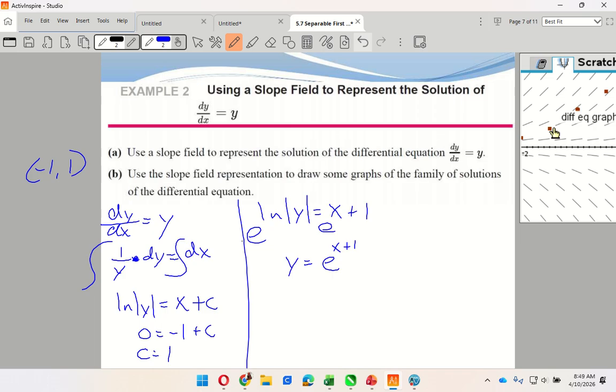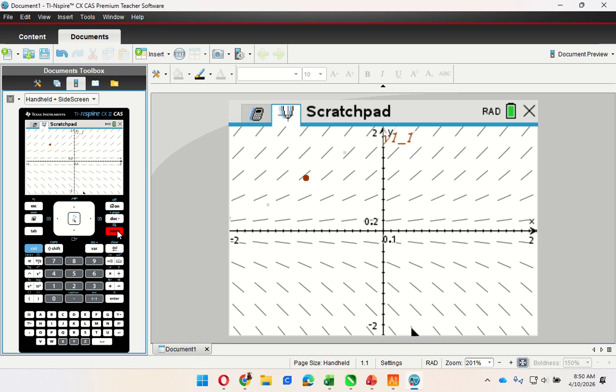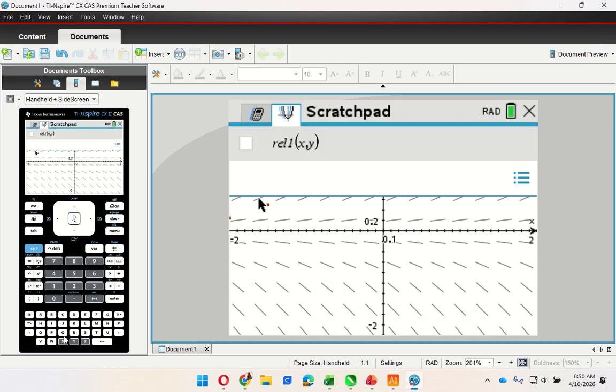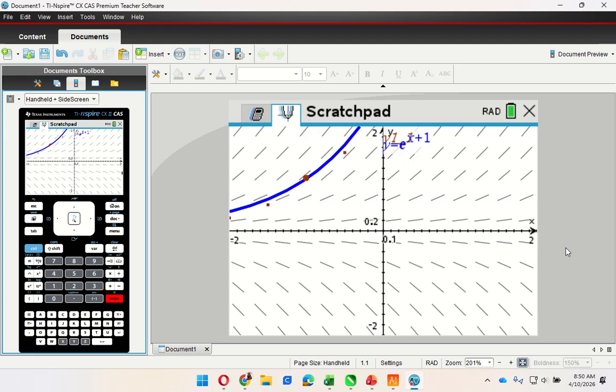And then, going back to my calculator, I'm going to go menu, graph entry, and I'm entering a relation. So it's going to be y equals e to the x plus 1. There we go. And this is the exact line that goes through here, where the slope field is always estimations. So, does that make sense? Yeah. Not too bad? It changes based on what you choose, right? Yeah, it depends on what we choose.